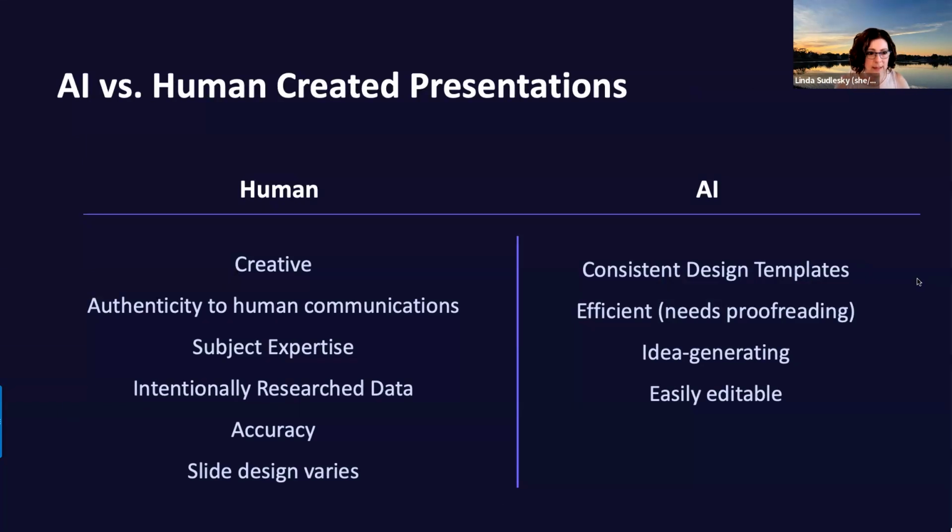So this is just a side-by-side of AI versus human-created presentations. I changed this up from what the AI gave me, because it said that the AI was more creative than the humans, and I disagree. I think we're more creative ultimately, because we know our topic better than anyone, and we have wonderful ideas, and we shouldn't shortchange ourselves on those ideas. So I put creative in the human slot.